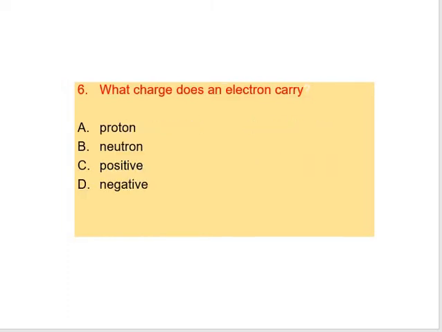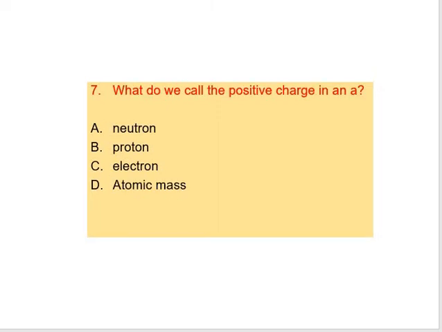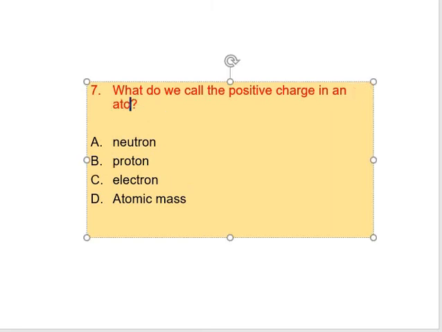Question 6. What charge does an electron carry? Is it a proton charge? Is it a neutron charge? Is it a positive charge or a negative charge? A, B, C, or D? Number 7. What do we call the positive charge in an atom? Do we call it a neutron, a proton, an electron, or atomic mass?